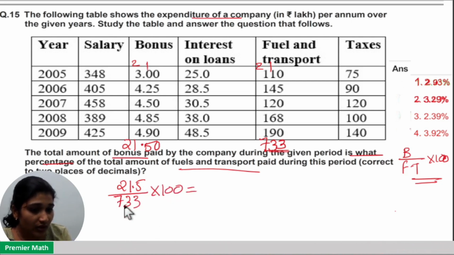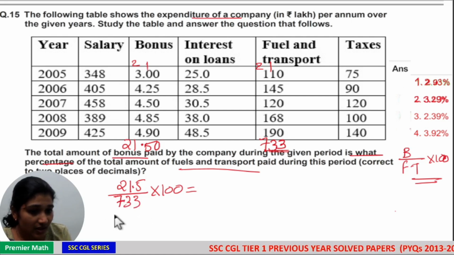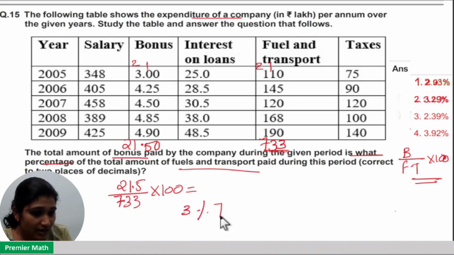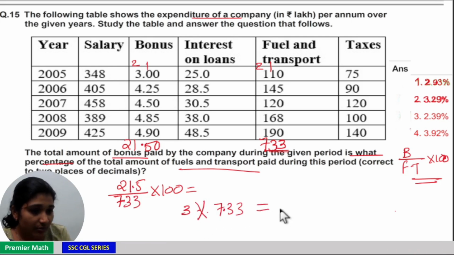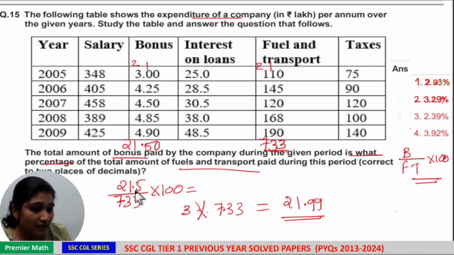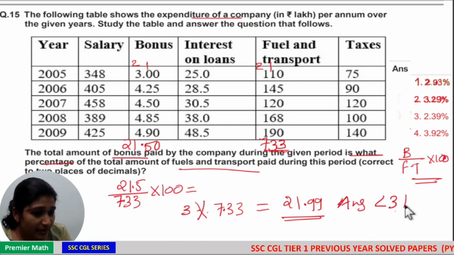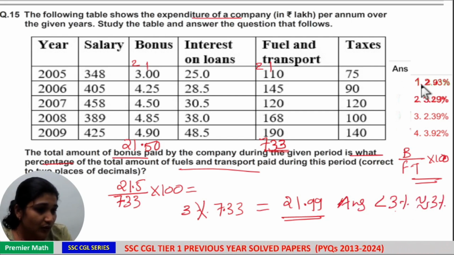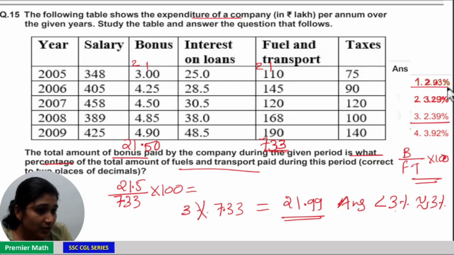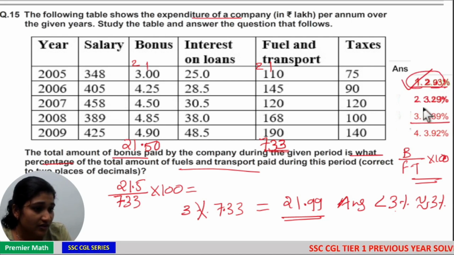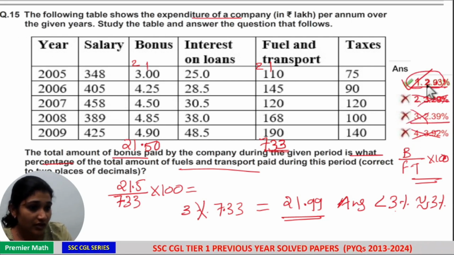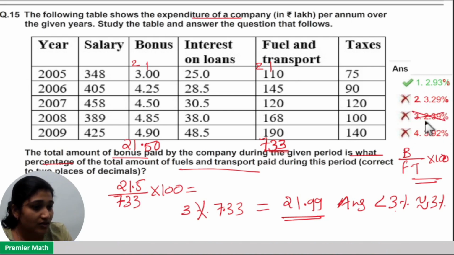That is our answer. Now, if you look at this, 10 percentage of 733 is equal to 73.3. 1 percentage is 7.33. 3 percentage of 733 means 3 into 7.33, which is equal to 21.99. So 21.5 is less than this 21.99. Our answer is less than 3 percentage and nearest to 3 percentage. If you look at the options, less than 3 percentage is two options and nearest to 3 percentage is the first option. Option 1 is your answer. This is not nearest to 3 percentage, but 2.93 is nearest to 3 percentage.